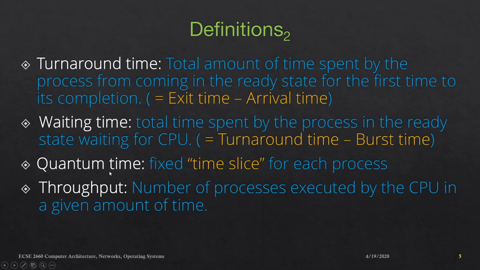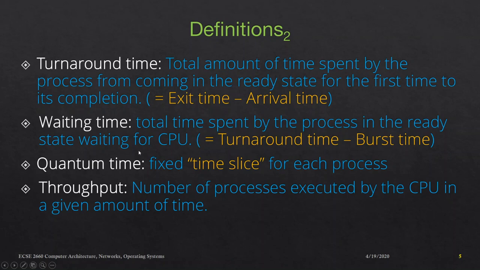Next, we talk about quantum time. This is a fixed time slice that is assigned for each process. So when we talk about round robin scheduling, we will look at how quantum time or a particular time slice can help us share a system better. The last definition here is throughput, which is the number of processes that are executed by the CPU in a given amount of time. And clearly, we want to maximize the throughput while we minimize some of these times. For example, we may want to minimize the turnaround time and the waiting time.